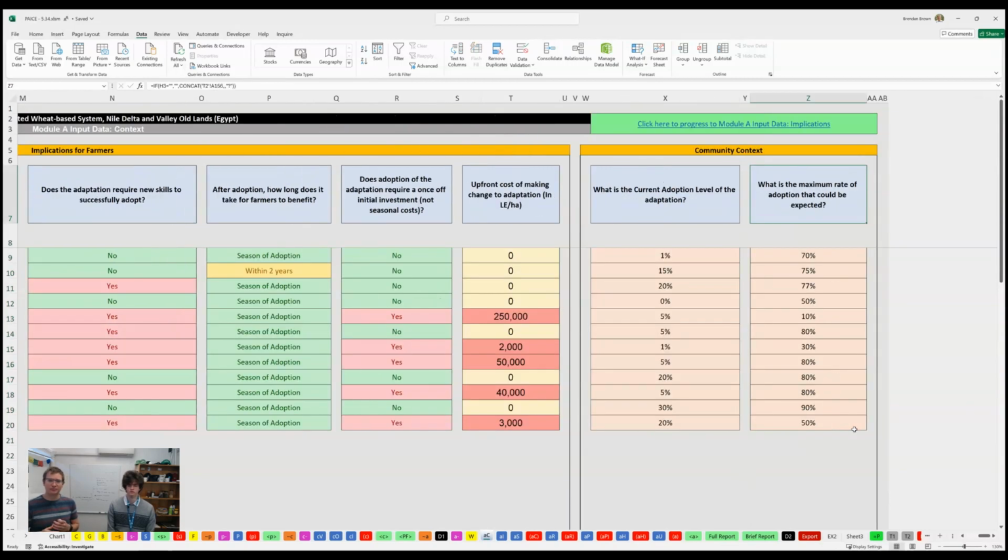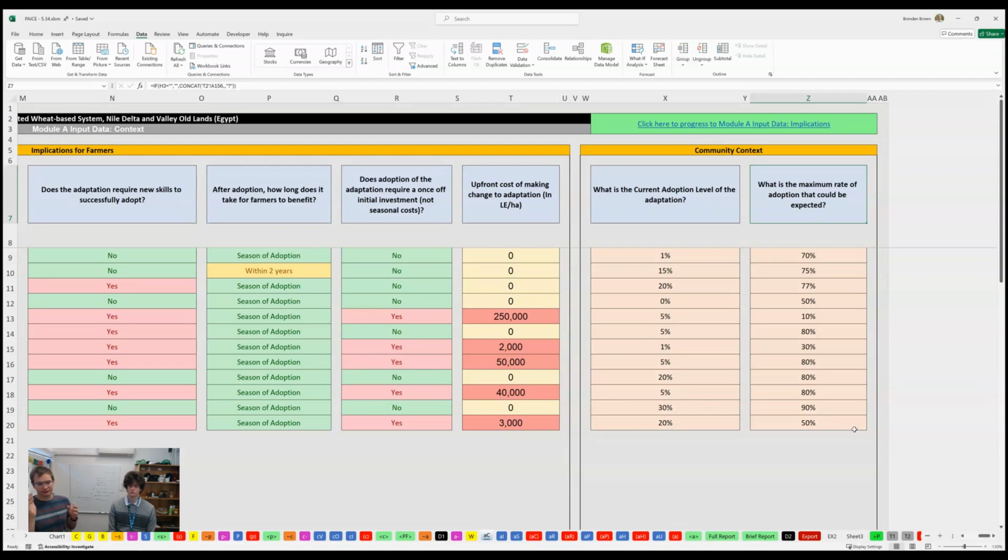And finally, when we come to the community context, there's a question on the maximum rate of adoption. Now, the default would be 100%, and then think about, are there certain elements of this production domain that could never do this? It's not that they just won't do this, it's that they could never do this. So for example, if your adaptation is irrigation scheduling, there is 30% of farmers that are not in an irrigation scheme. That would mean that the maximum adoption rate is 70%.